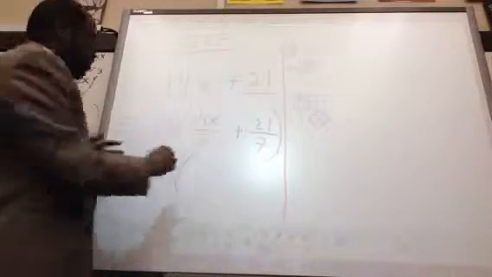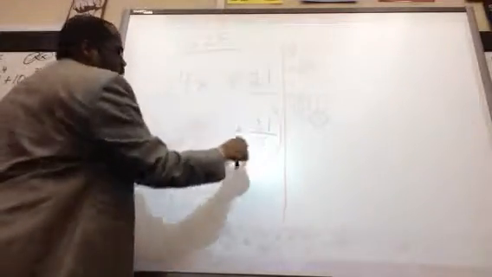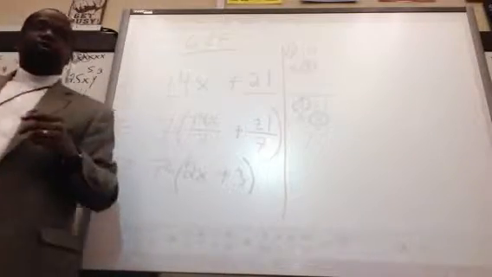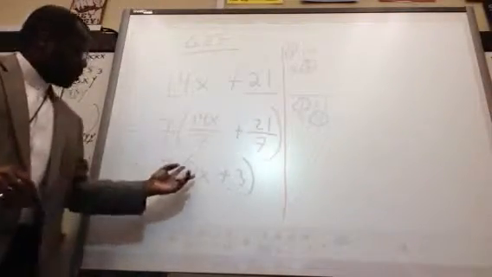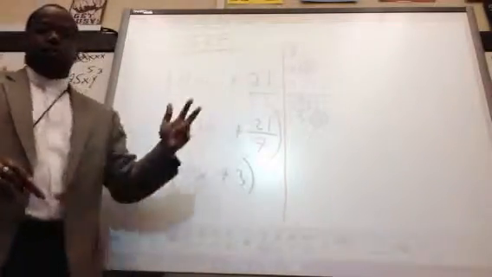14x divided by 7 leaves us with 2x. 21 divided by 7 leaves us with 3. Now, you can always check your work using the distributive property. 7 times 2x, that should give us a 14x. 7 times 3, that should give us the 21.